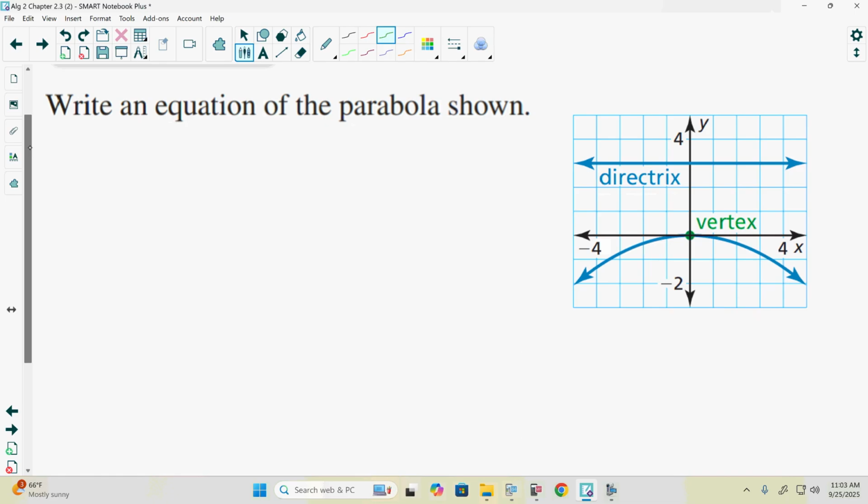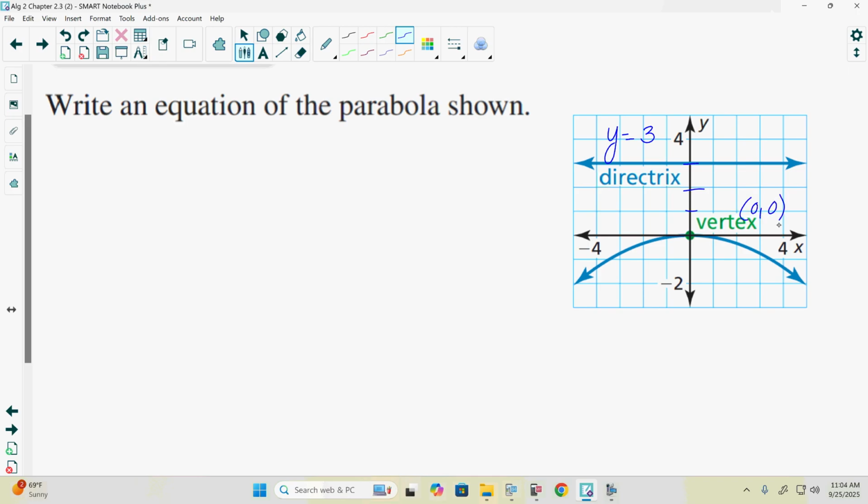Now we're going to do some writing the equation of the parabola from the given form. So they gave us this picture here. The directrix is a straight line over the top. A flat, horizontal line is y equals. A vertical line is x equals. So this is y equals 1, 2, 3, 4, so y equals 3.